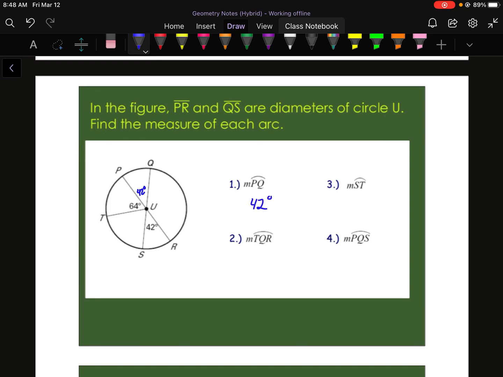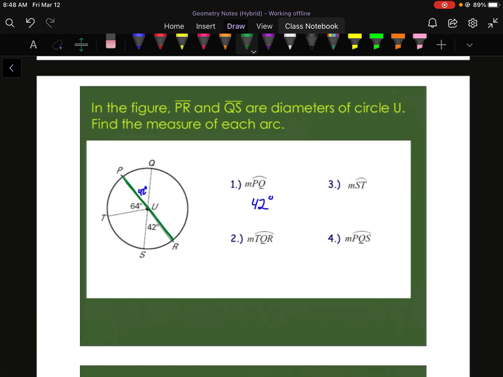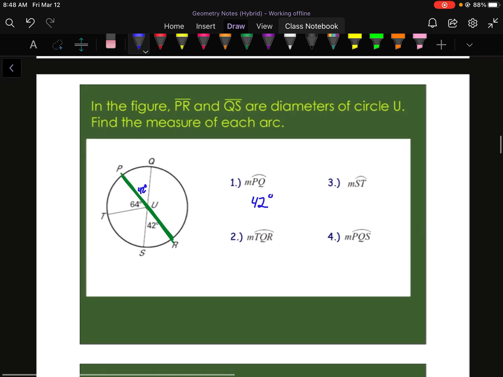And then we might as well fill in the information as we go. ST. So here's where I'm looking at. You can do it two different ways. It really doesn't matter. But PR's diameter, aka forms a semicircle. There's 180 degrees in a semicircle. So that means from here all the way here should be 180 degrees. Well, if I take 180, I subtract the 64 I have right here, and I subtract the 42 I have right here, how much does that leave me with?